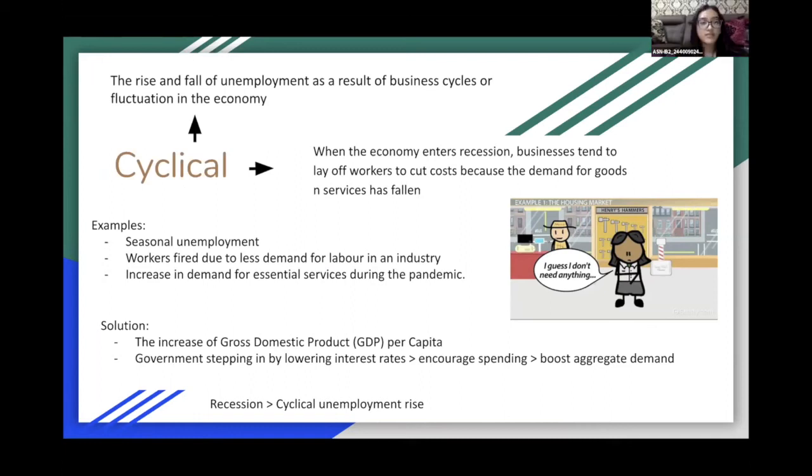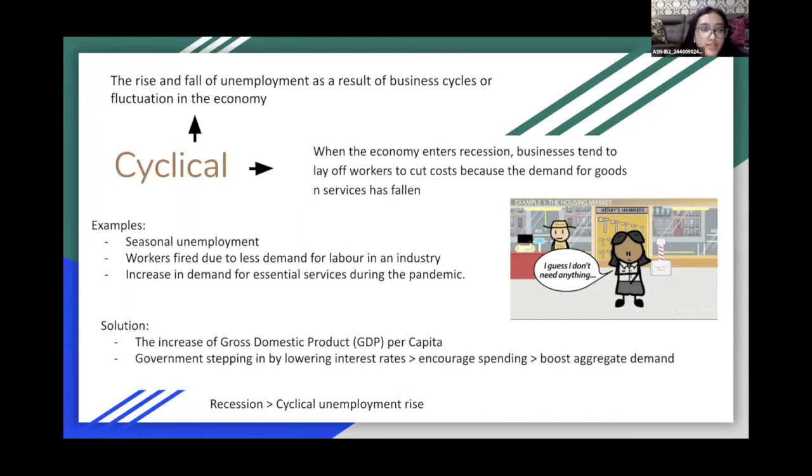Yes, and in this slide I will be explaining cyclical unemployment. It's a type of unemployment that happens as a result of a business cycle in the economy, such as a recession, where businesses tend to lay off workers to cut costs because the demand for goods and services has fallen, which would result in their sales dropping.